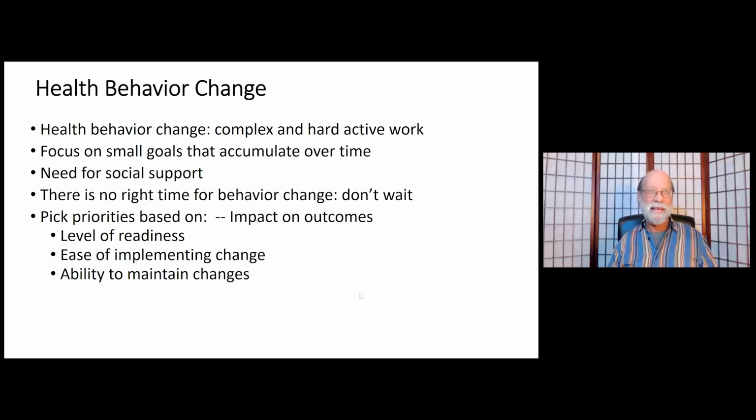Also, this idea of picking priorities. We want to really pick those behavior changes that are going to have an impact on outcomes. For instance, that really do help the liver become less inflamed. We also need to think about what's our level of readiness for making these changes. Is this something I can easily do to get started, or do I really have to plan this out over a long period of time, or maybe split it up into multiple steps within a larger change?